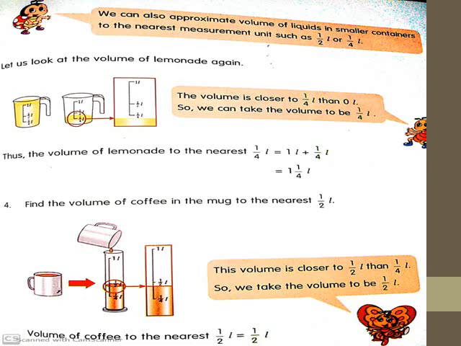Yes, you will say it is closer to half liter than quarter liter. You can see the picture. So that's why we will take the volume to be half liter, because it is closer to half liter. So the volume of the coffee to the nearest half liter is half liter. So we'll say it is half liter when we approximate it.